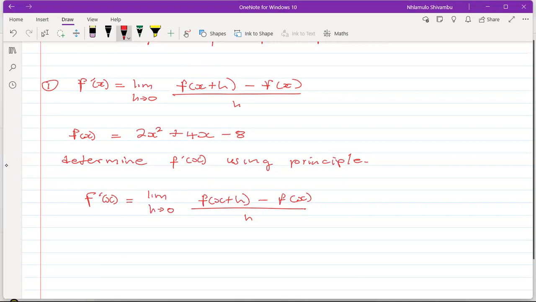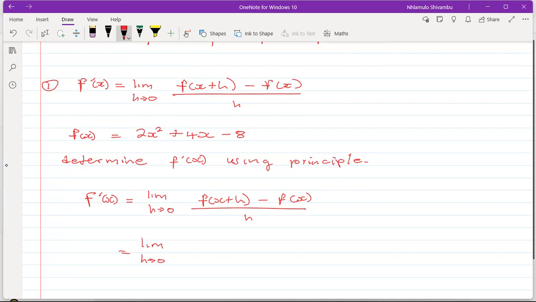So we need to continue with this statement, limit as h approaches 0, up until we get to a point where we'll substitute the h. Before we substitute h equals 0, we're not going to let go of this limit statement. So you must continue with it up until you substitute the value of h.